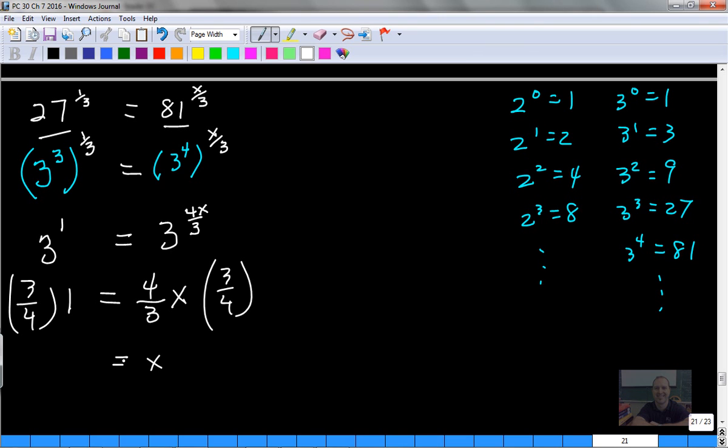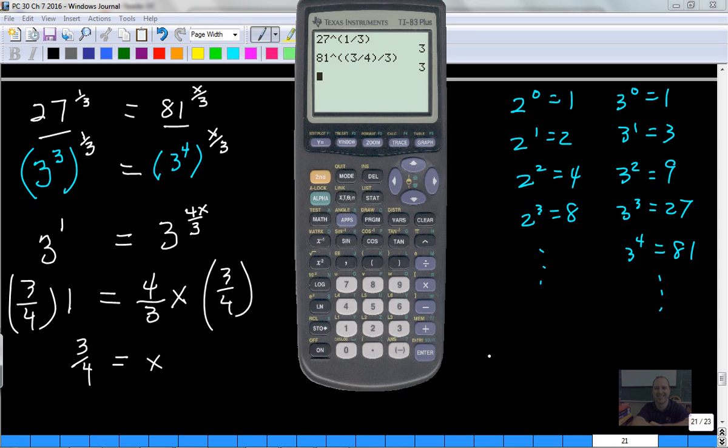And you get x equals 3/4. Okay? So, let's just try that. Okay, so on the calculator here, if we just test this side over here, 27 to the power of 1/3 is 3.